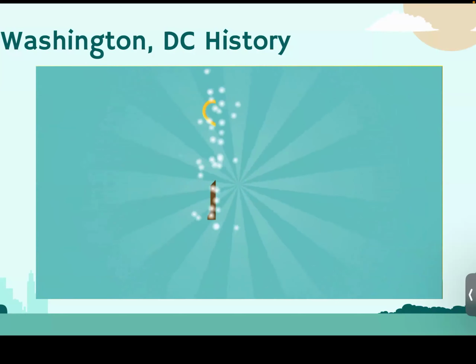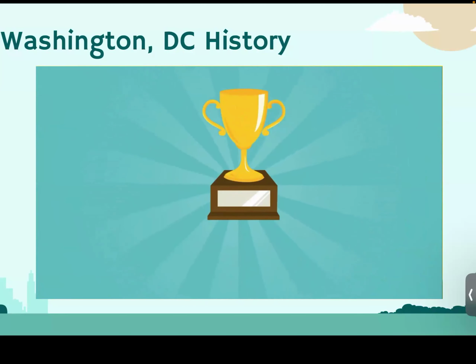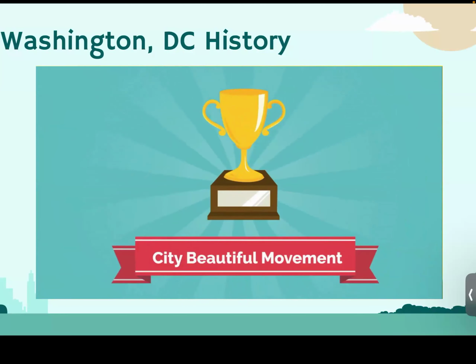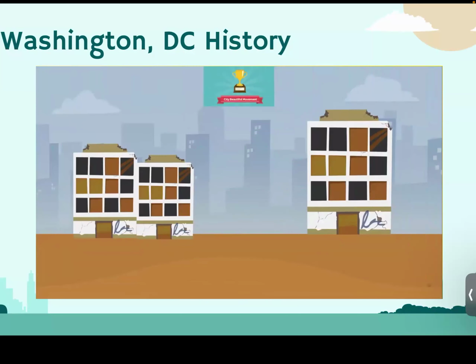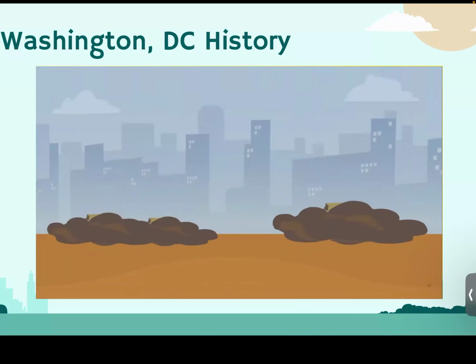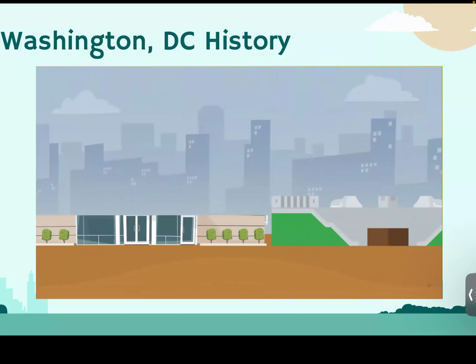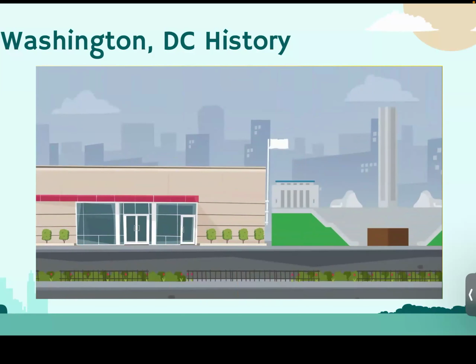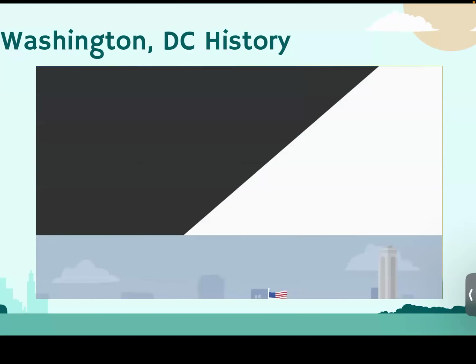It was the first city in the nation to undergo urban renewal projects as part of his City Beautiful movement in the early 1900s. In the early 20th century, the McMillan Plan was drawn up to remove many of the slums that surrounded the Capitol, replacing them with new public monuments and government buildings.